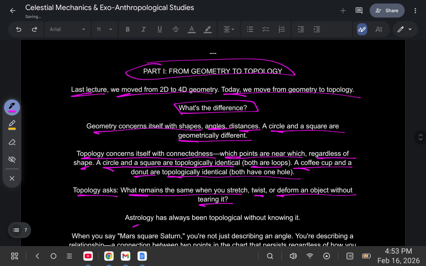Astrology has always been topological without knowing it. So when you say Mars squares Saturn, you're not just describing an angle, you're describing a relationship, a connection between 2 points in the chart that persists regardless of how you rotate the circle, and that's topology. Today, we can take this to its logical extreme. Aspects are not angles, they are topological features of space-time.